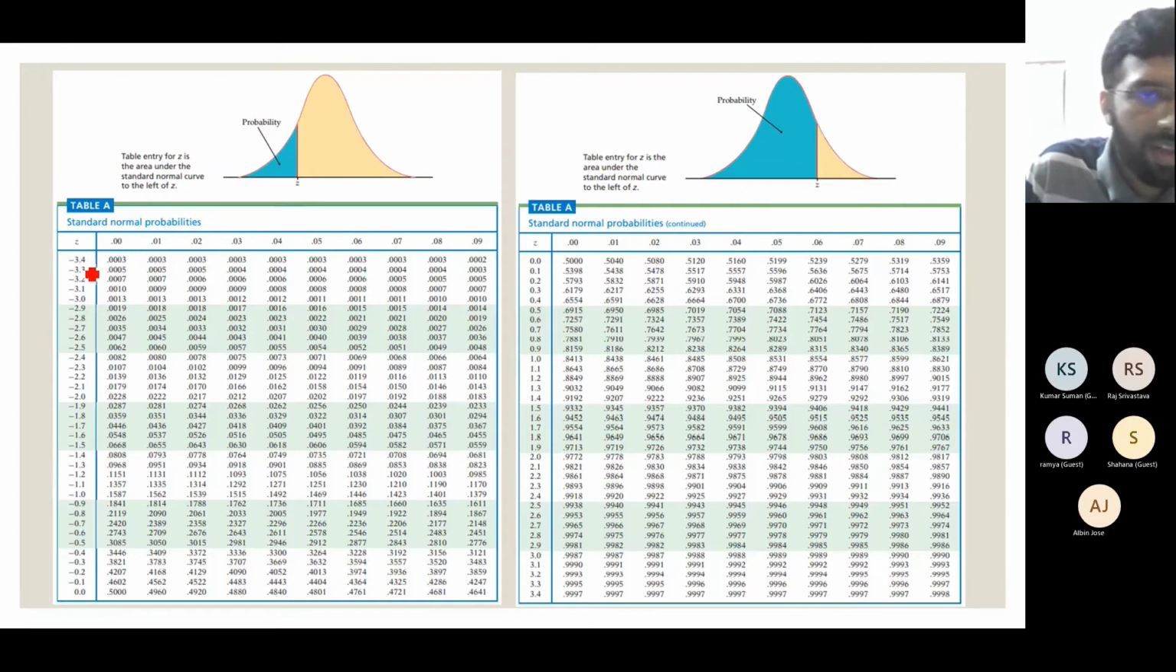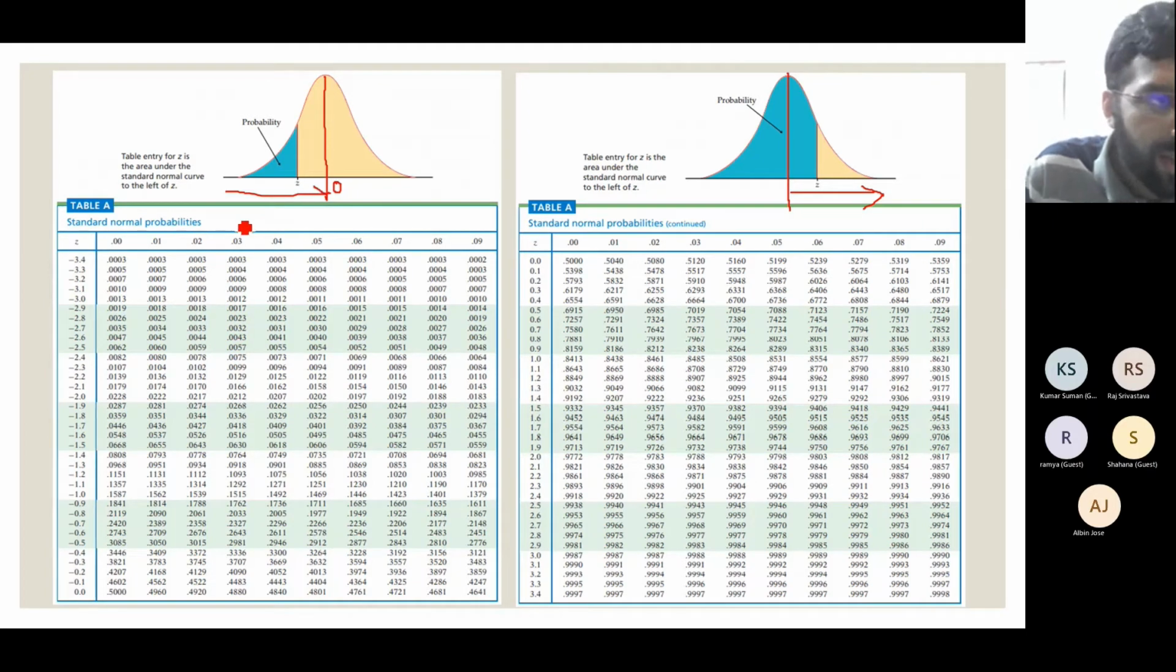This might not be very visible, especially if you are watching on mobile, but no issues. You can refer to it using the PDF. This is a standard thing, so it will be available everywhere. You just need to get the concept of how to read a particular value. Here this is my x equal to 0. On the left side of the table, I have values from minus 3.4 to 0, and on the right side of the table, I have values from 0 to plus 3.4.